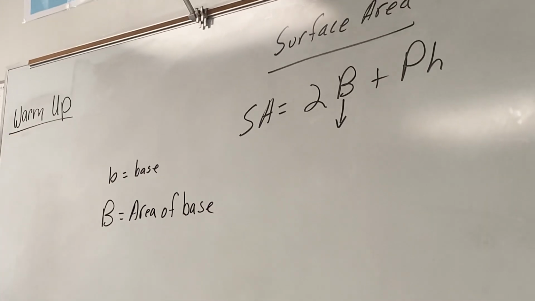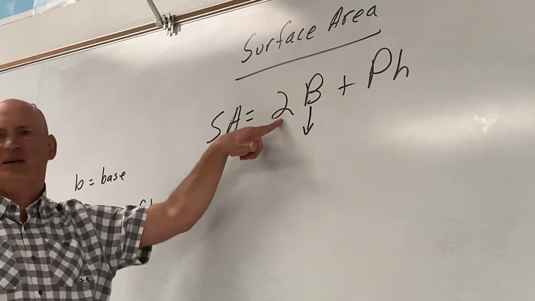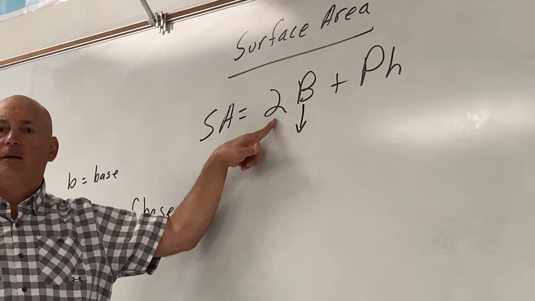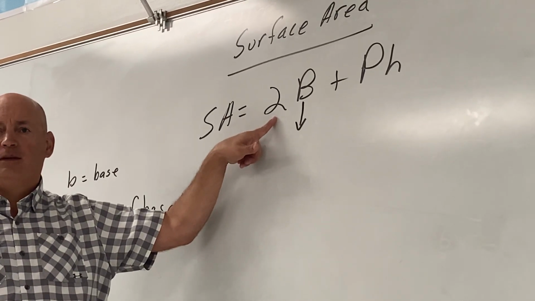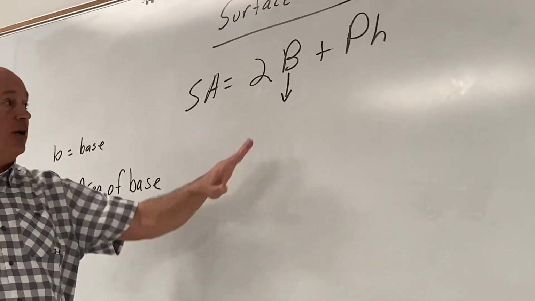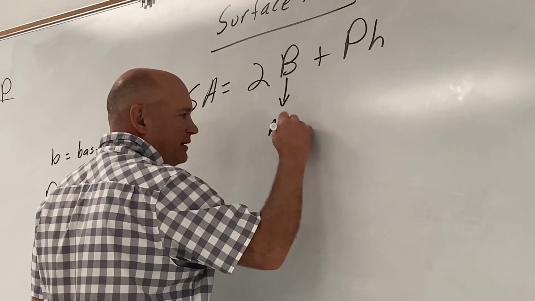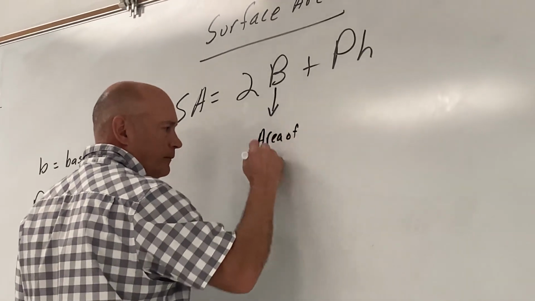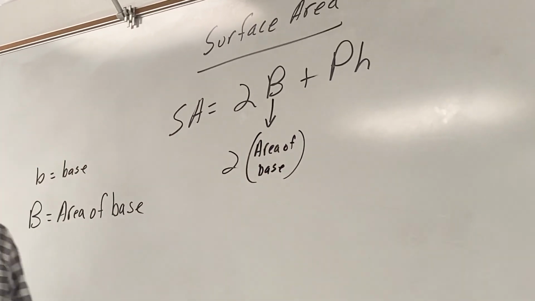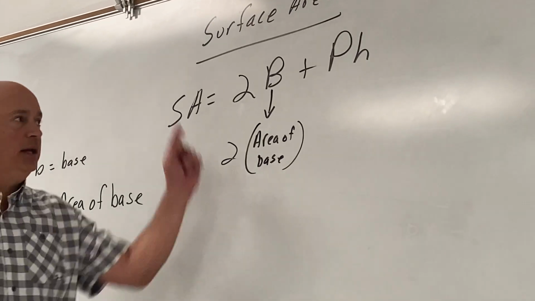Are you with it? Somebody tell me why we're multiplying the area of the base times 2. Should make perfect sense. Why? There's always 2 bases. Didn't we just discuss that? So in our formula, we're going to take the area of the base and multiply it times 2. That will give me the top and the bottom of your picture if you want to think of it that way.